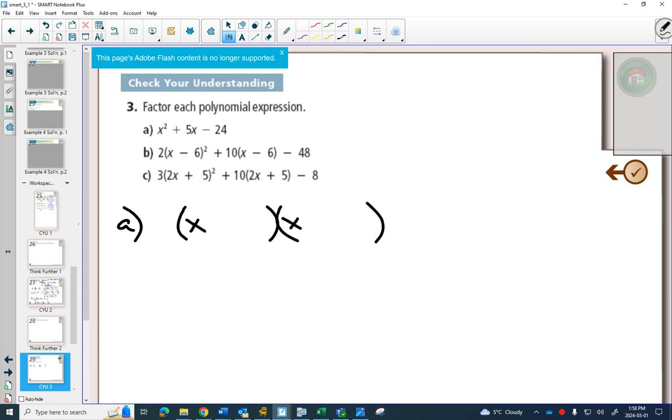But 24, there's a bunch of options. 24 and 1, 2 and 12, 6 and 4, 8 and 3. So of those options, which one would give you an outside and inside to give you 5? I think 8 and 3 seems reasonable. I need a plus 5, so I'll make my outside plus 8x, my inside minus 3x. Quickly multiply it out and check.